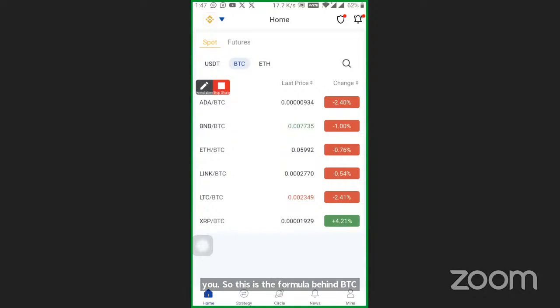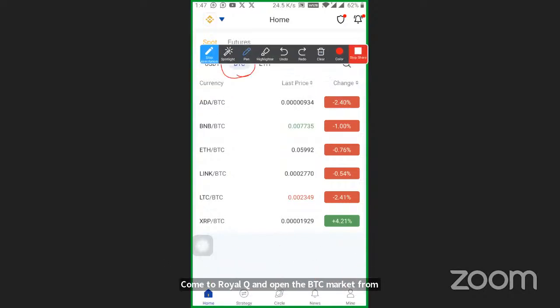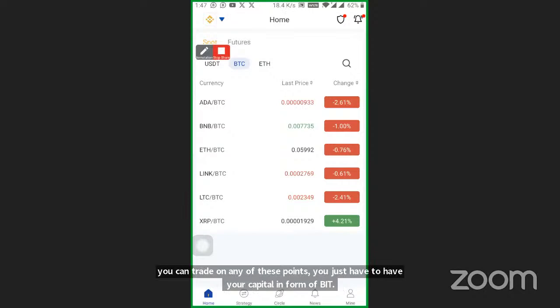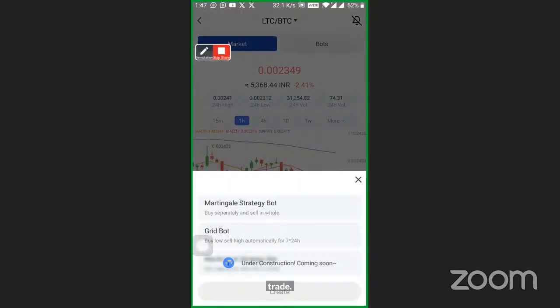For that, come to Royal Q and open the BTC market from here, and you can trade on any of these coins. You just have to have your capital in form of BTC. So let's take an example. I will give you different strategies depending on your capital. So let's open one trade. Say we trade on LTC and we trade with BTC.